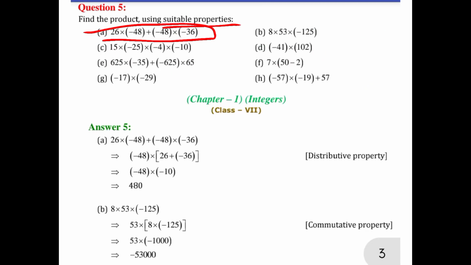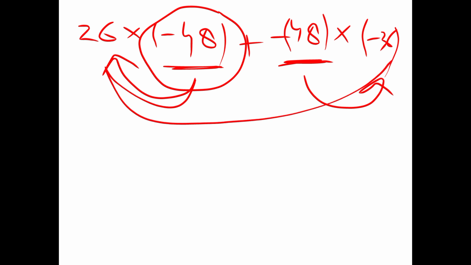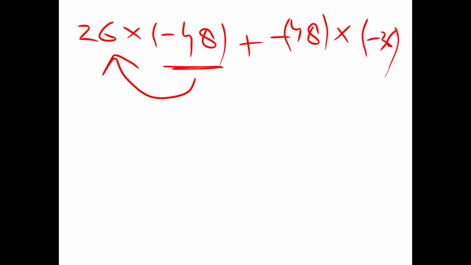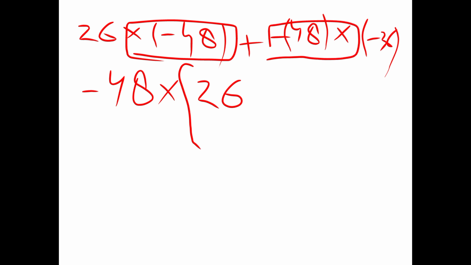We can use the distributive property here. Actually this 48 is distributed over 26 and 36, so we can put it like this: minus 48 into brackets 26. We have already taken minus 48 out as a common factor, and here remains 26, then plus minus 36.